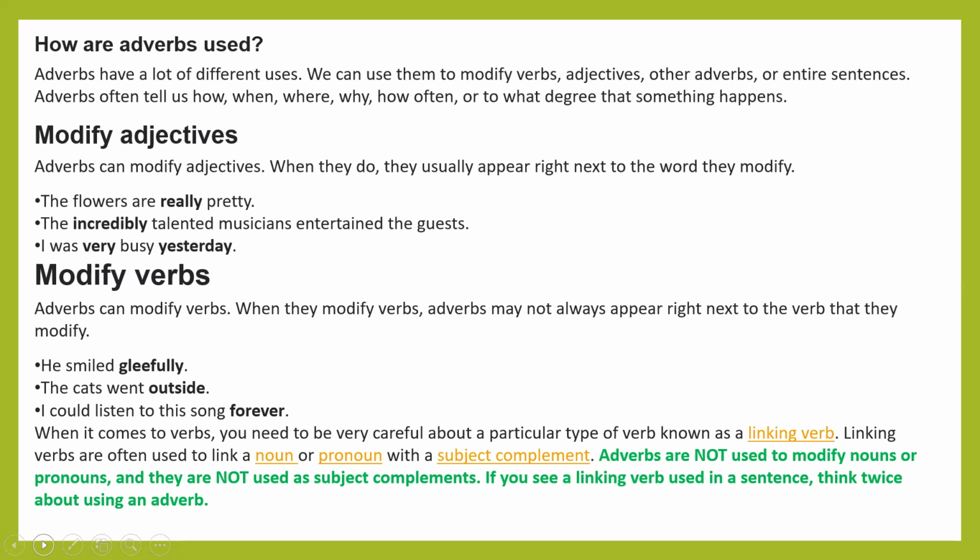Examples are: The flower is really pretty. Really is an adverb, pretty is an adjective. The second example: The incredibly talented musician entertained the guests. Talented is an adjective, incredibly is an adverb. I was very busy yesterday. In this case, very and yesterday are adverbs and busy is an adjective.